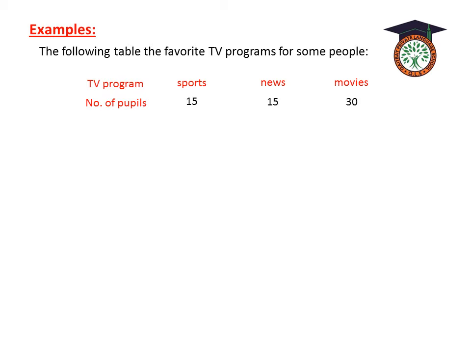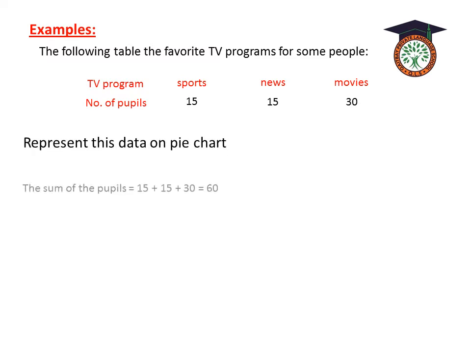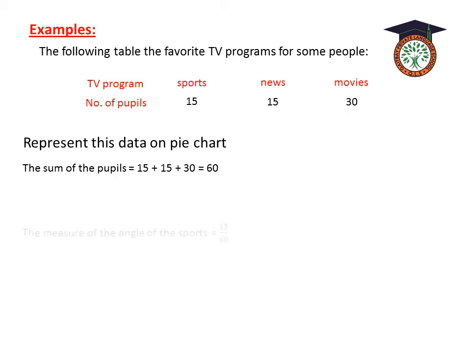To know the angle of each one in the pie chart, we must find the total. The solution will be like this. The sum of the pupils will be 15 plus 15 plus 30. Like we did before with probability, we add the total and put it on the denominator side, multiplying by 100. So the sum of pupils equals 60.